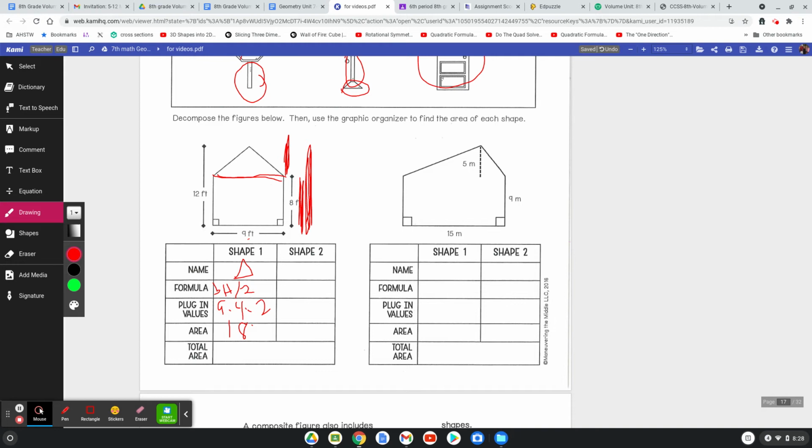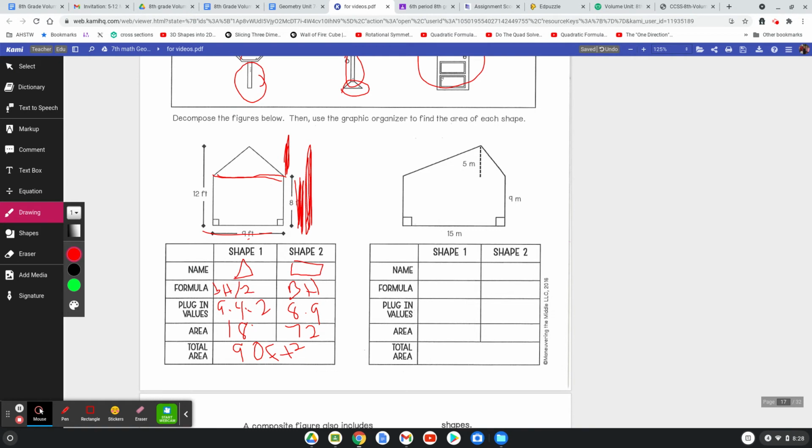So the second shape would be a rectangle, and we know that is base times height. And so we have 8 by 9. So 8 times 9 is 72. And then we add those two together, 72 and 18, and we get 90 feet squared because it's area. That one is pretty cut and dry. I don't know how else you could split up that shape. Some shapes you're going to split up differently than other people.